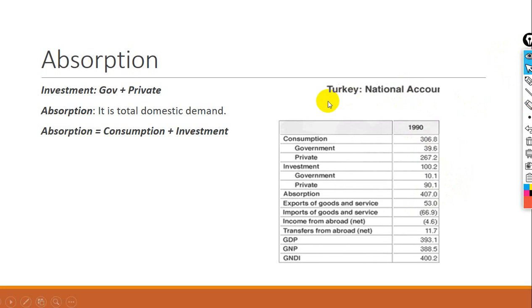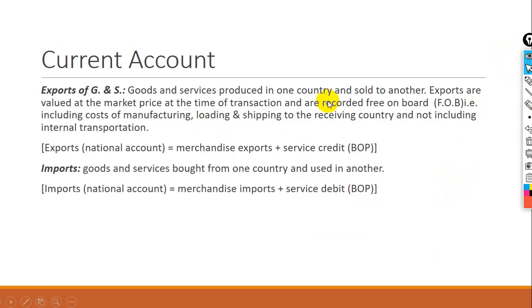Part number 2, current account. Export of goods and services. Exports are goods and services produced in one country and sold in another. They are recorded free on board at market prices. Free on board means that their prices include cost of manufacturing, loading, and shipping to the receiving country, and not including internal transportation.